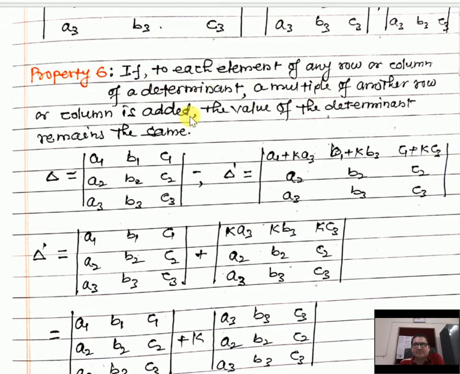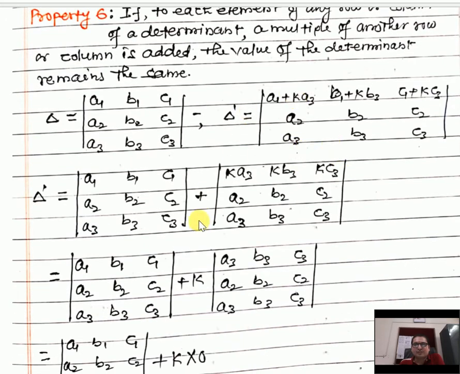According to this property, you are adding a row or column after multiplying by a constant value. So I have multiplied k in R3 and we are adding it to R1. If you multiply R3 by k, it will be ka3, kb3, kc3. So a1 plus ka3, b1 plus kb3, c1 plus kc3, and this value you can express.